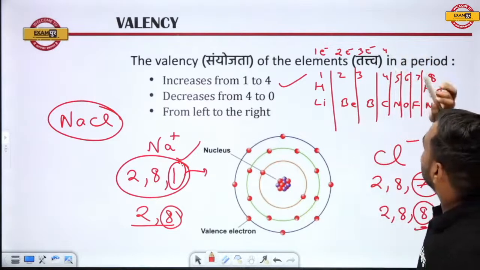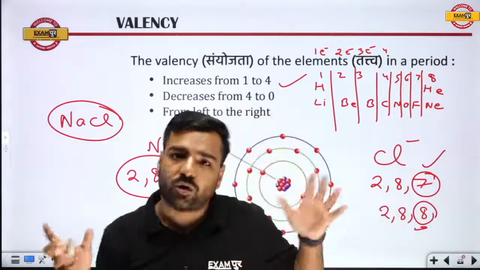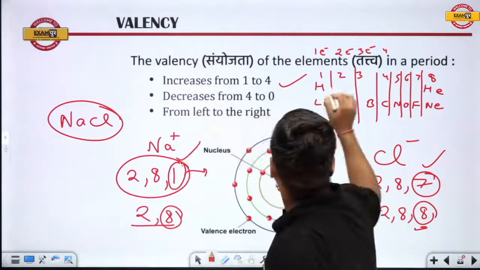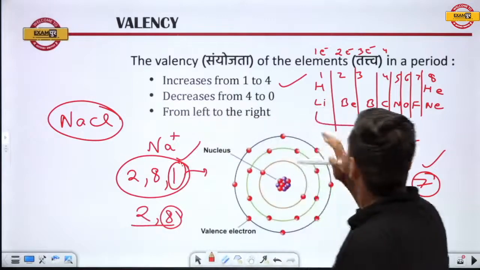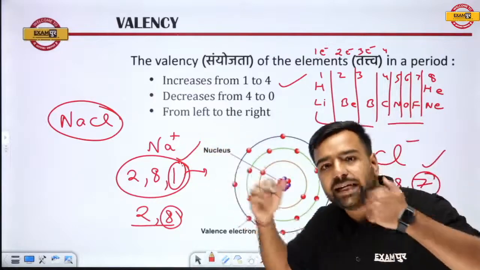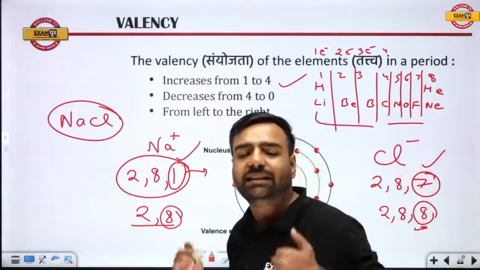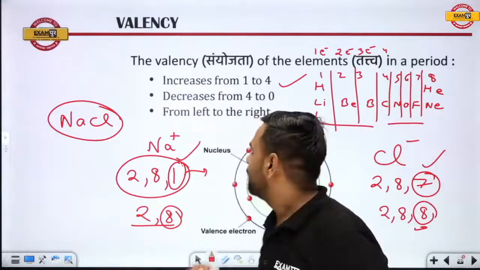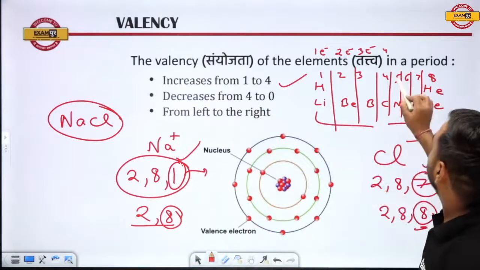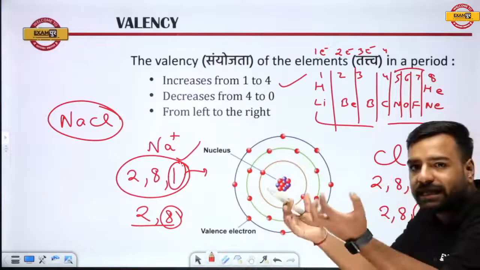Now, if I go till the 4th, what will this create? They will actually do what? Now bonding is required, right? So from here to here, we can say that here we have metals, but these are non-metals because they are actually gaining the electrons. The one who is giving the electron is a metal. The one who is taking the electron is a non-metal. Simple.